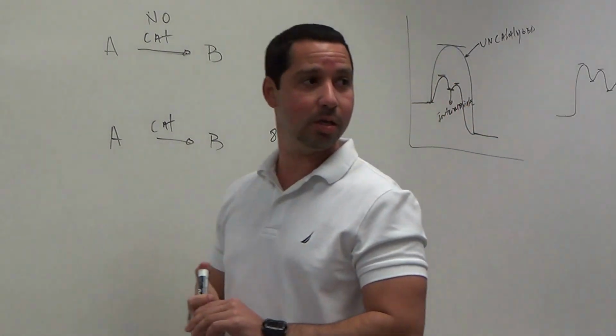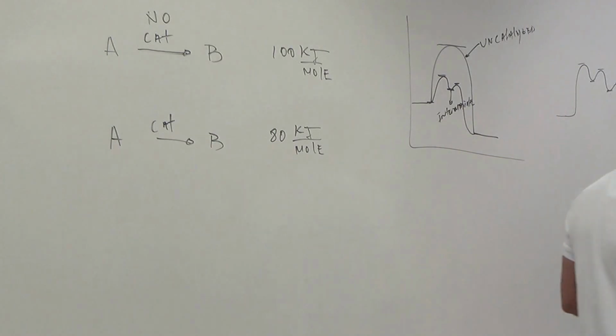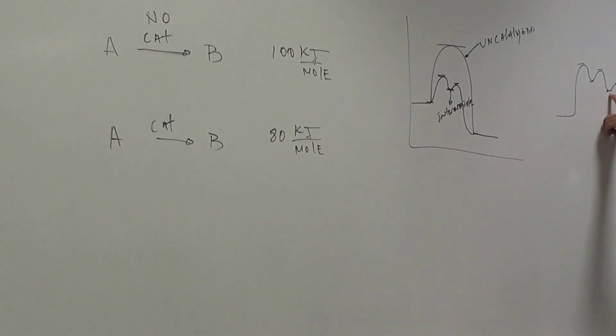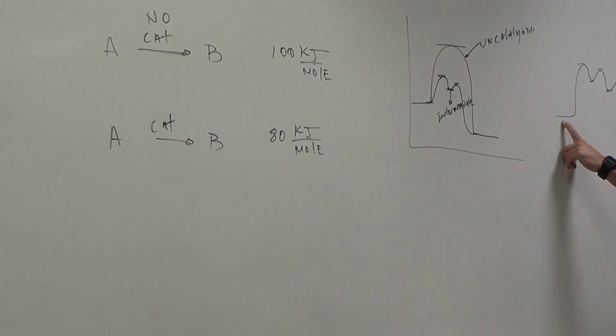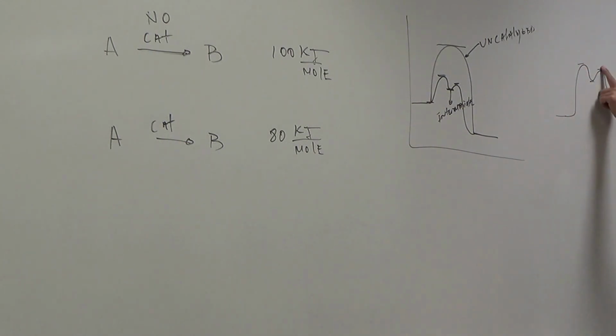Say that again? I lost it. Okay, intermediates are the bottom of the hills. How many? 1, 2, 3. That one doesn't count. Energy of activation from here to here is 1. From here to here is 2. From here to here, 3. From here to here, 4.